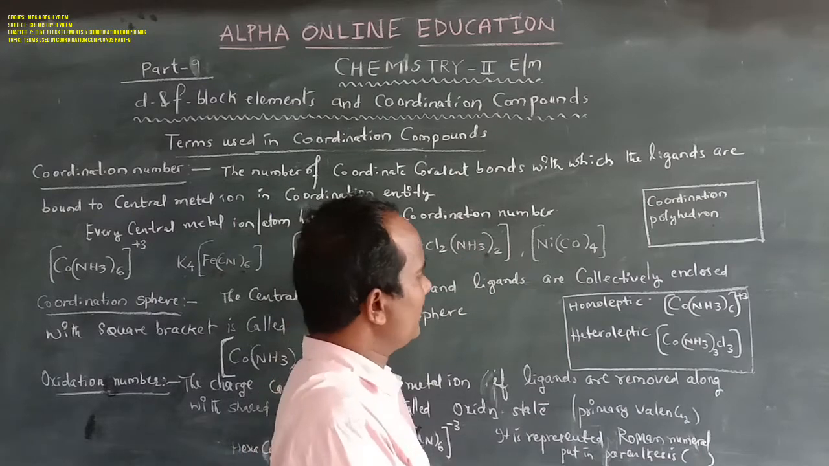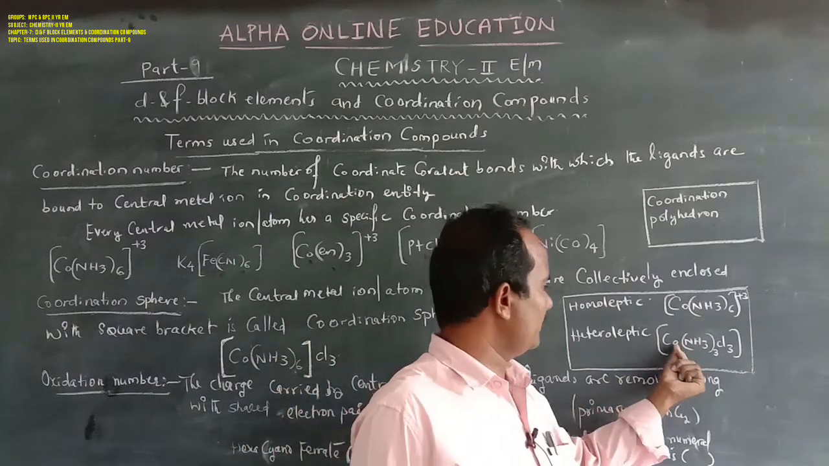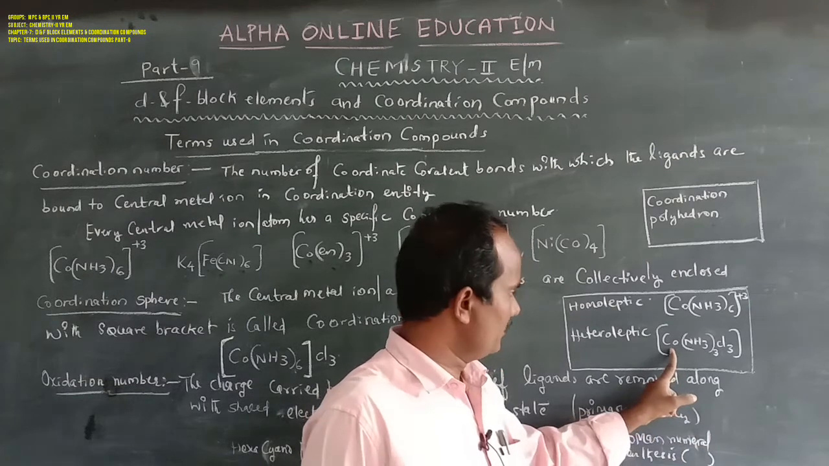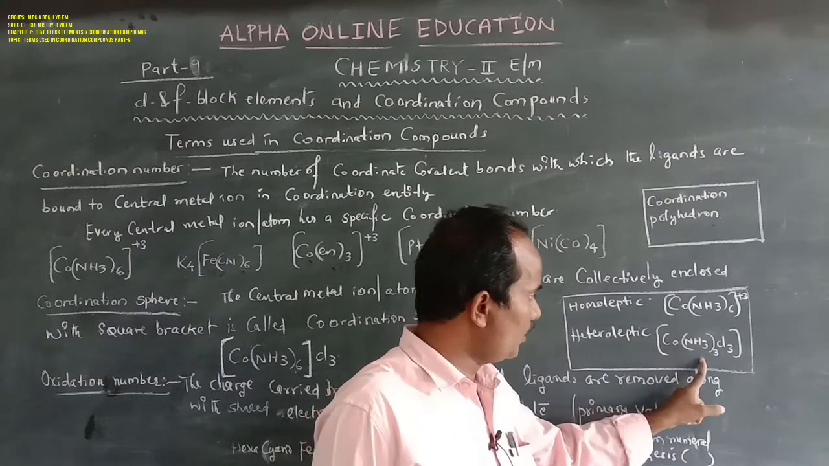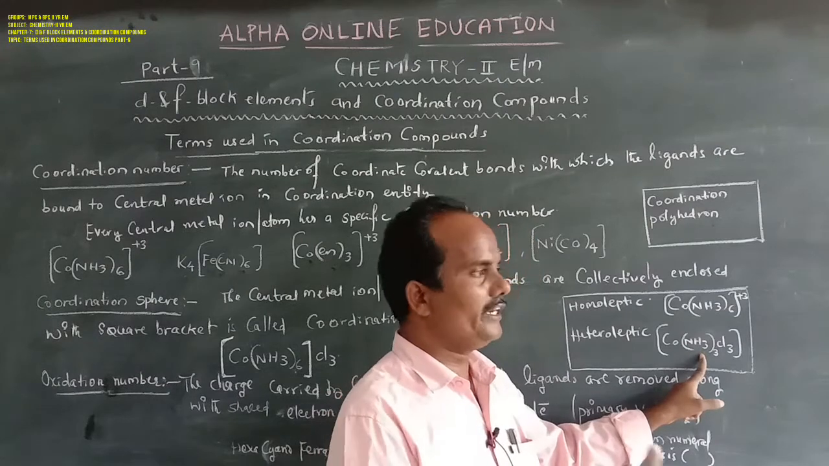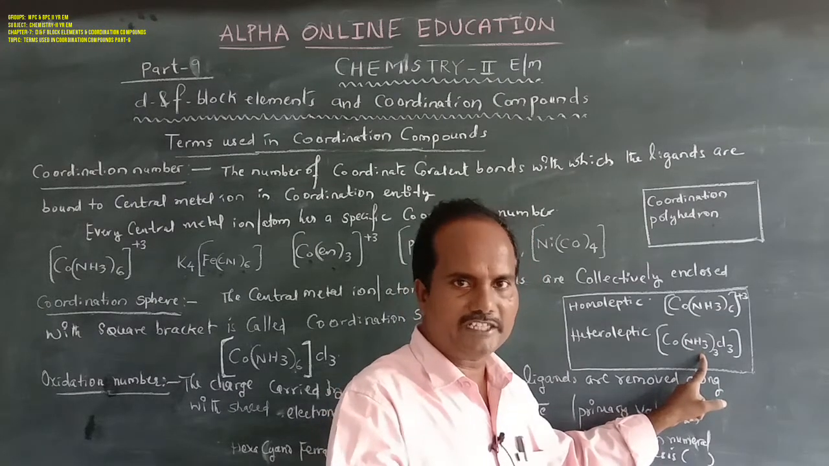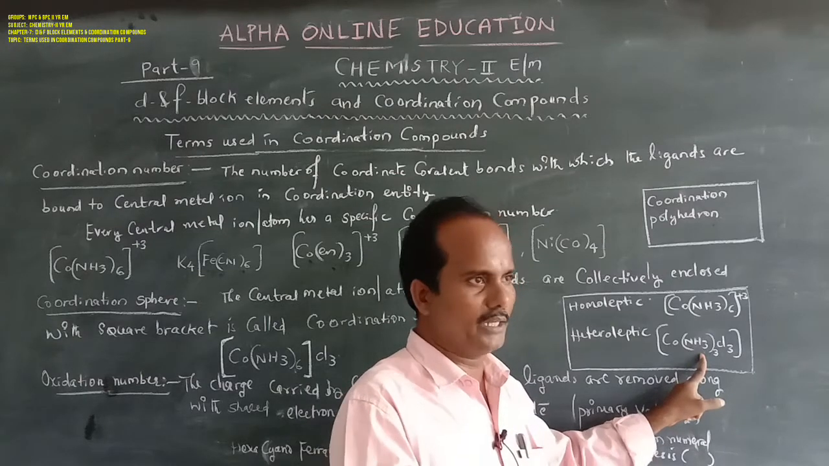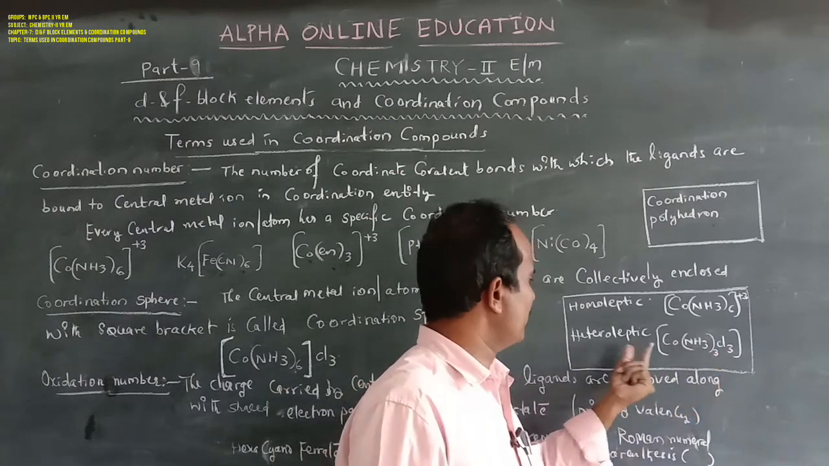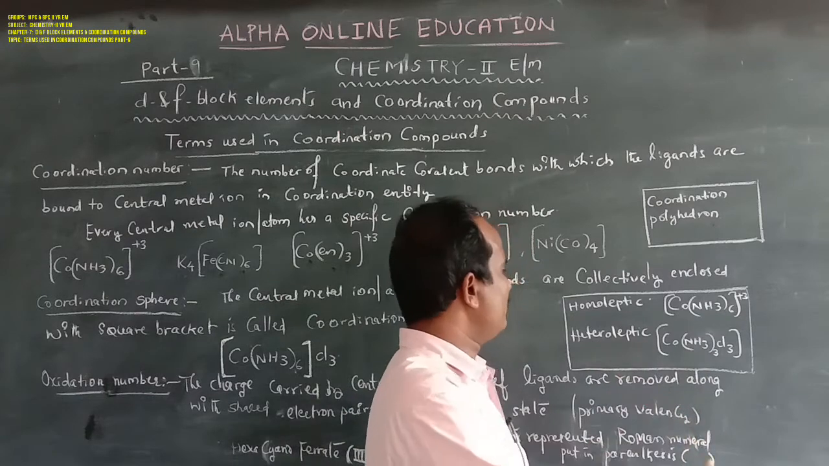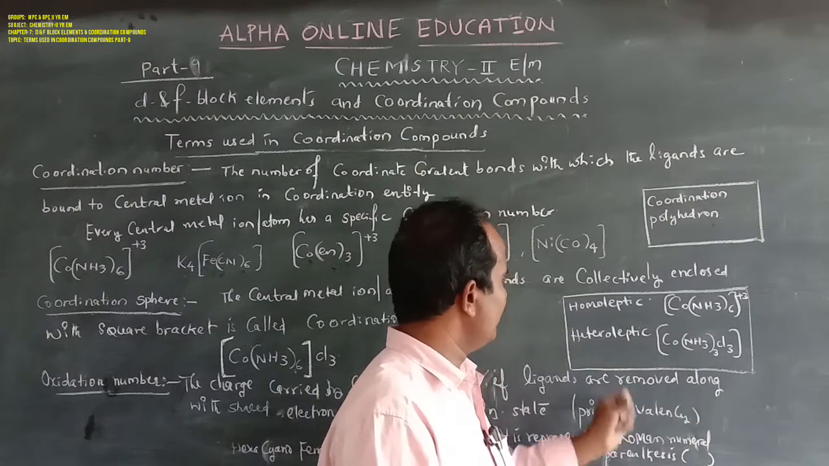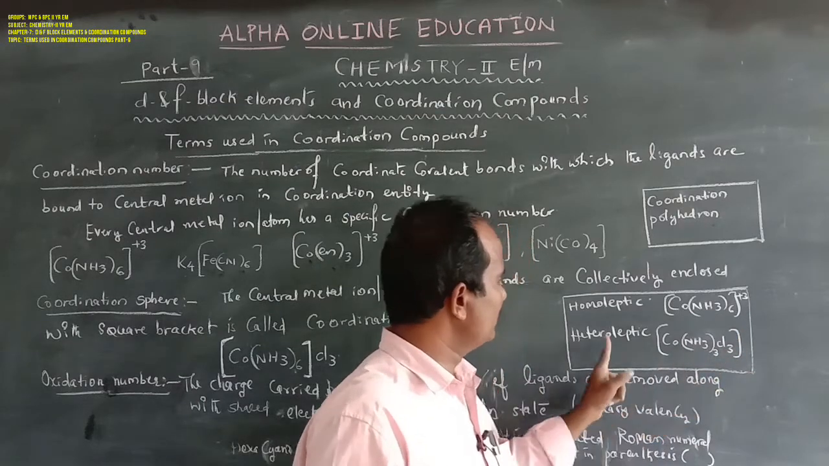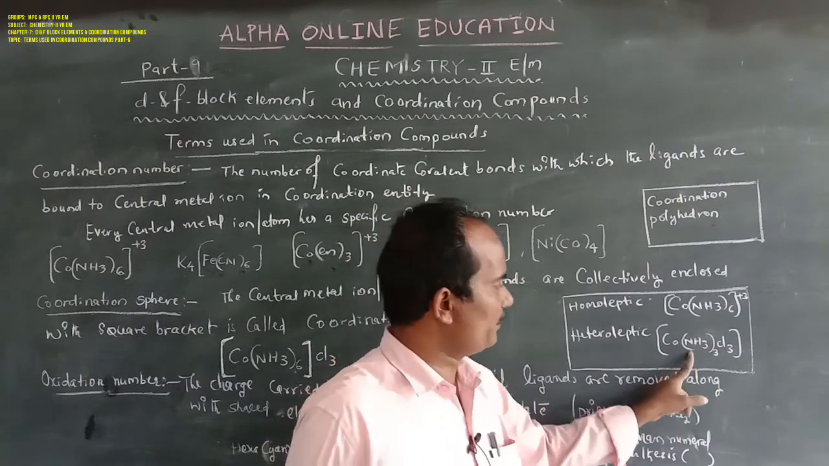What does heteroleptic mean? If the central metal ion or atom is bound with different types of ligands, whether 2 types or 3 types or 4 types, whatever it is, if more than one type of ligand is connected with the central metal ion in the coordination compound, then that is called a heteroleptic complex.